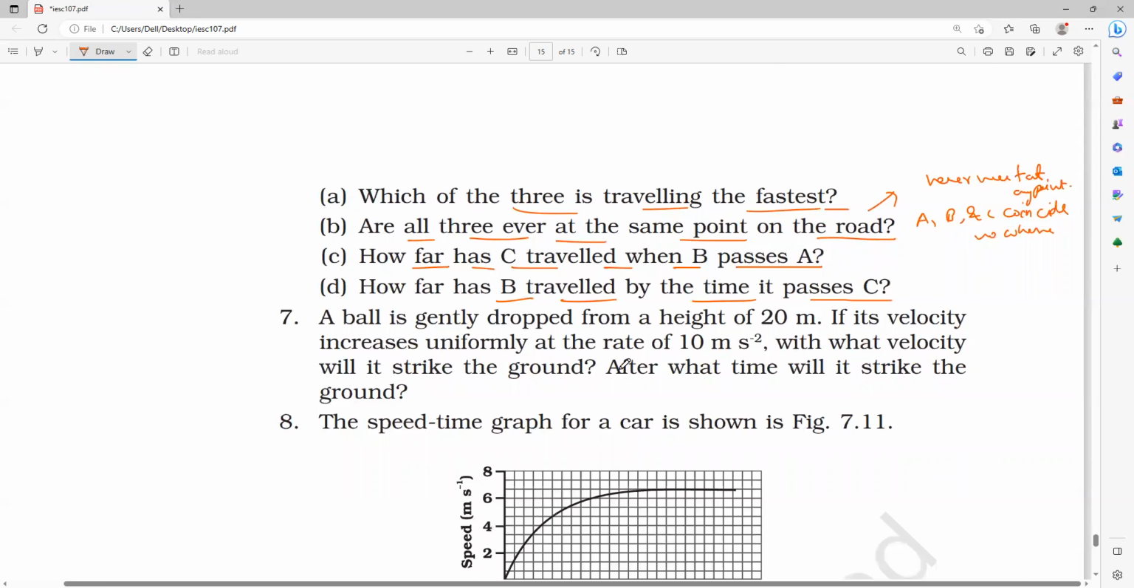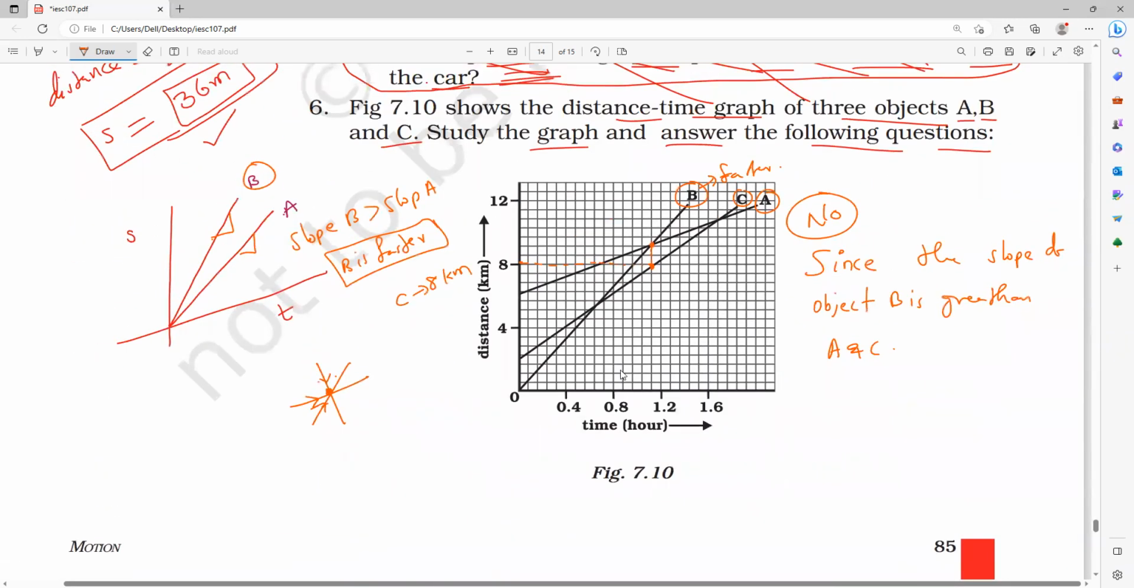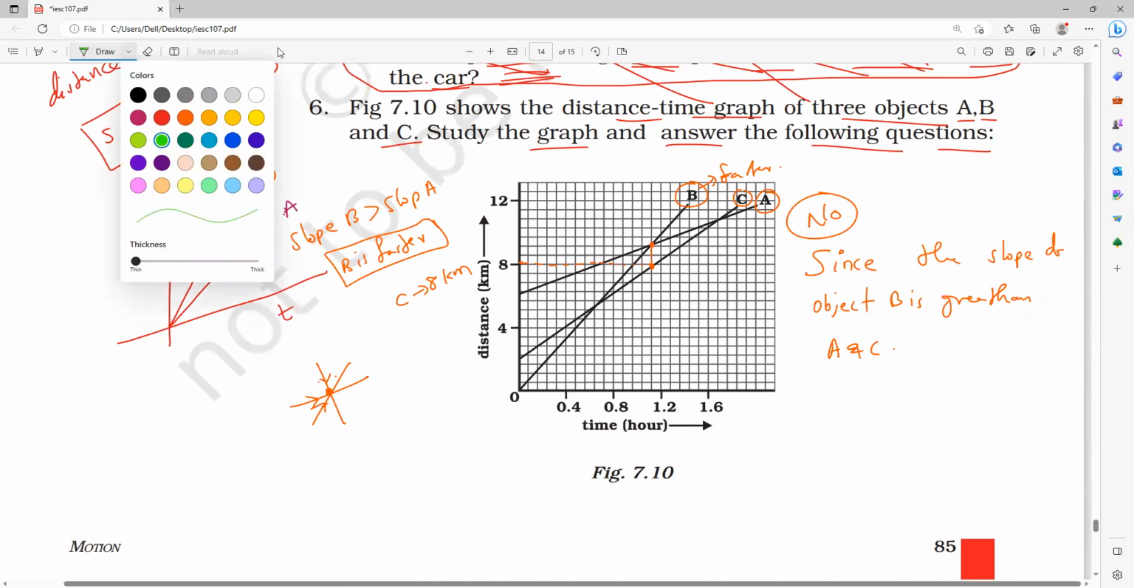Only B traveled by the time it passes C. So B is crossing C at which point? Everybody verify it. All of you check it. B is crossing C at which point? B and C now, 5.5. On the B graph, this is 5.5.